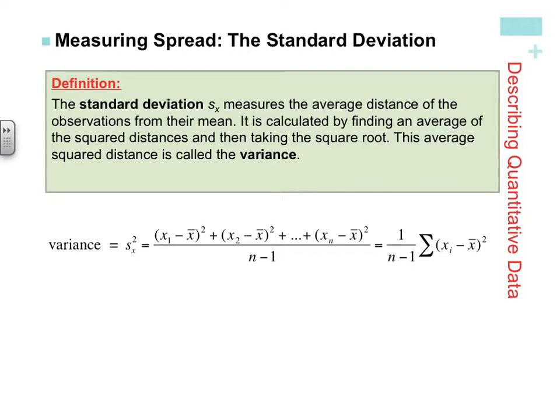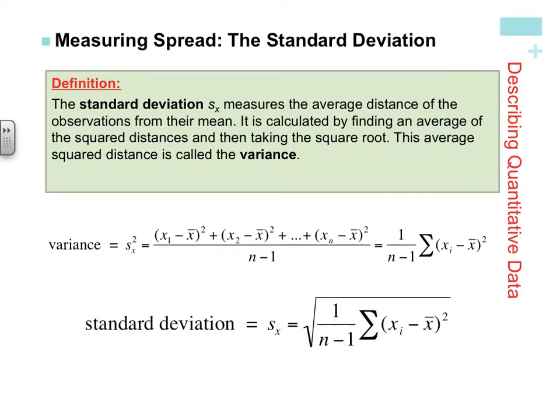So the standard deviation measures the average distance of the observations from their mean. It is calculated by finding an average of the square distances and then taking the square root. This average square distance is called the variance. So you can see here's what we did in a chart, but this is just as one whole formula, so to speak, on how we can express what all those columns in the chart did. The standard deviation, however, is going to be the square root of all of that.